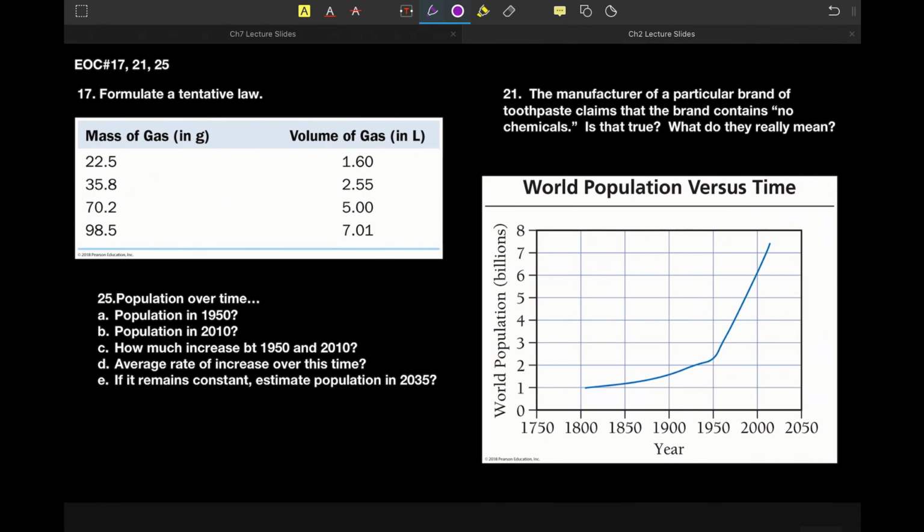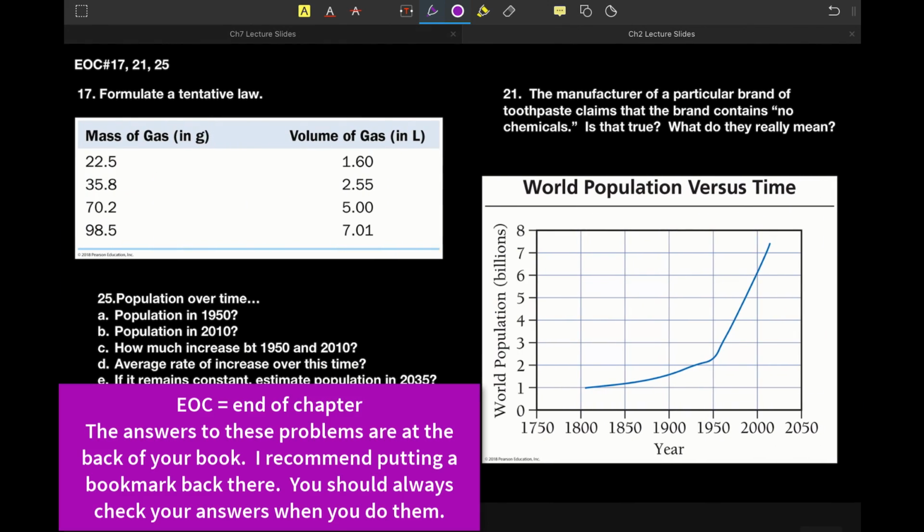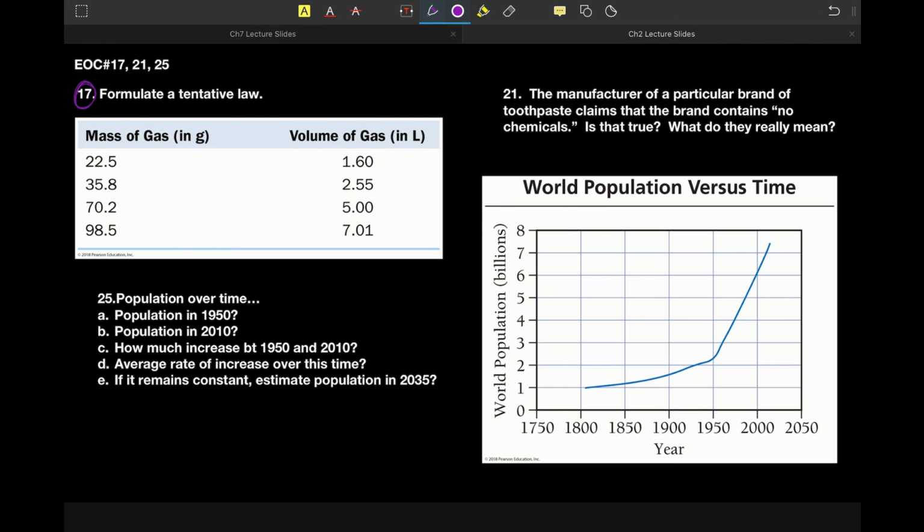All right, there are a few EOCs listed in your Chapter 1 section that I do want to talk about. EOC number 17 says to formulate a tentative law. And this is our data, where we have some mass of a gas and some volume of a gas. Now, most people will look at this and say, yes, as mass increases, what happens to our volume? It increases also.